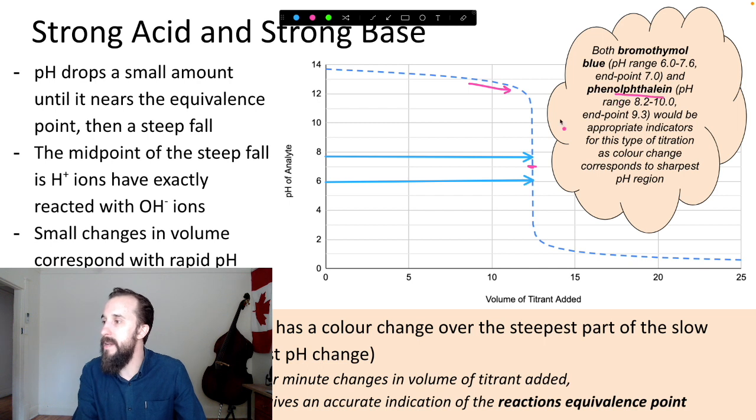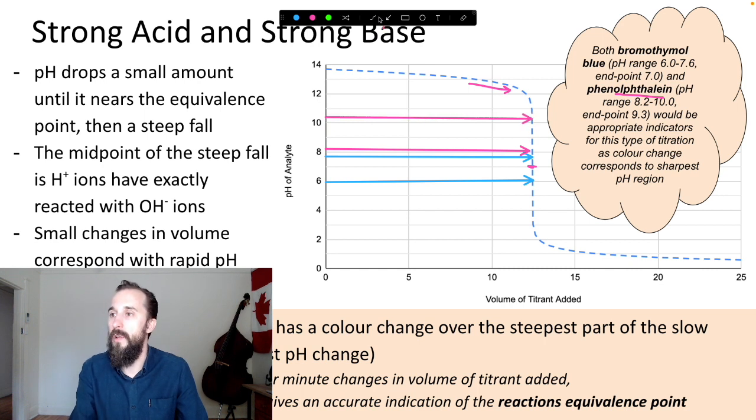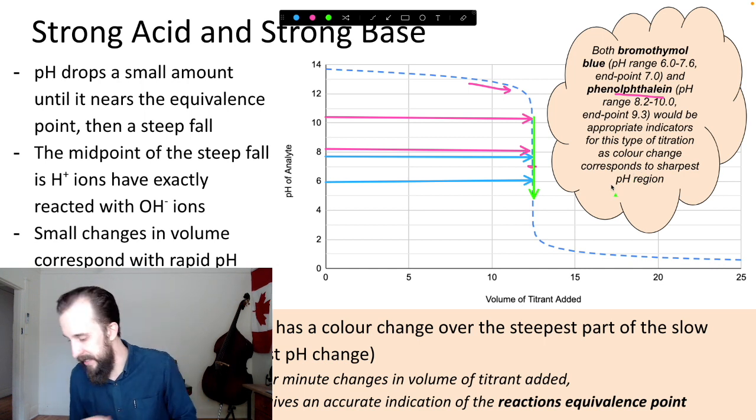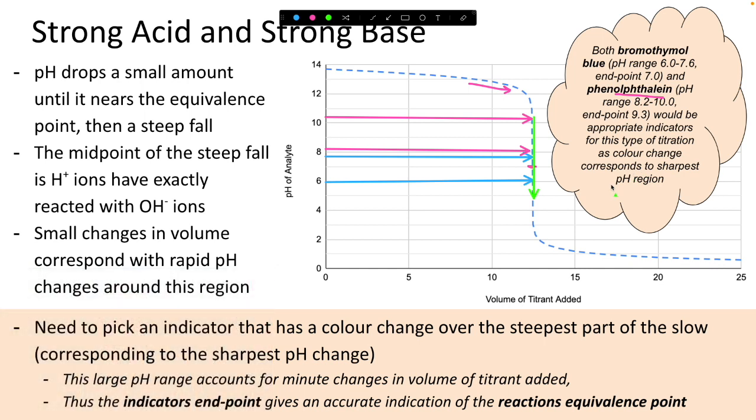Similarly, phenolphthalein, 8.2 to 10, similar sort of thing. Up here, 8.2 to 10. But if you look at how steep that curve is, there's no real difference between the bromothymol blue or the phenolphthalein. So they're both appropriate in this instance as indicators for this type of titration, as the color change corresponds to the sharpest pH region.